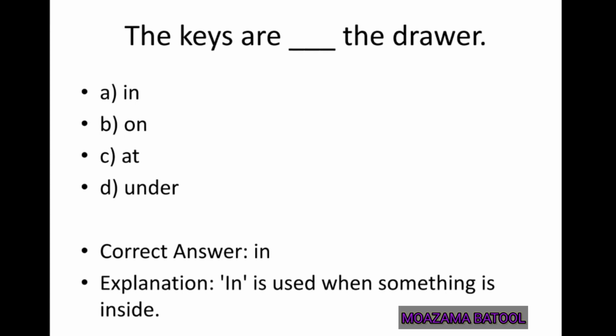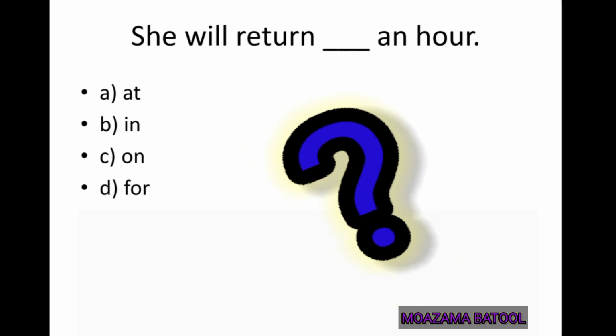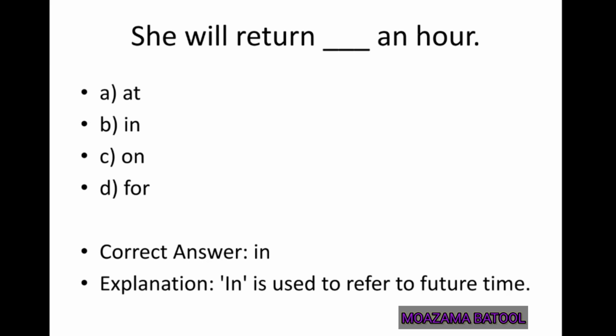Next and last MCQ is, she will return dash an hour. At, in, on, for. The correct answer is in, because in is used to refer to future time.